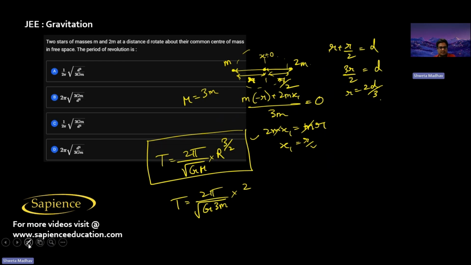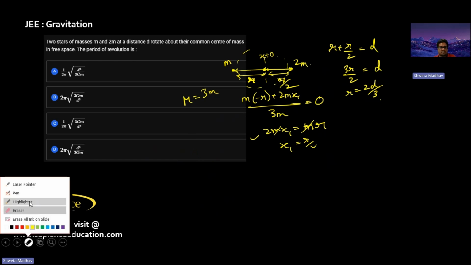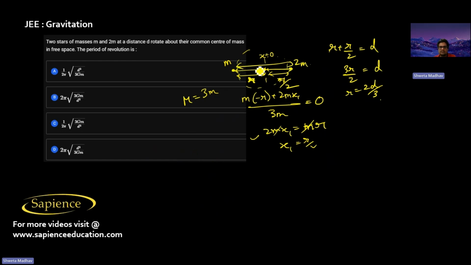Simply we will say that the net gravitational force acting in between them, this distance is d. This is G into 2m into m, G m1 m2 by r square, that is d square, that is equal to m v square by r. m v square, or I can say m omega square into r, where r is equal to 2d by 3.